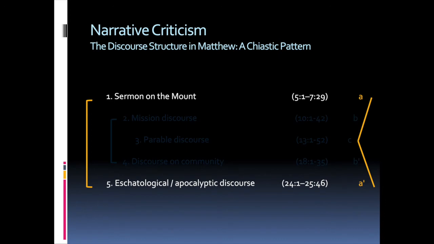We want to see what it is exactly that would make the Sermon on the Mount and the eschatological or apocalyptic discourse A and A prime. What relates them?